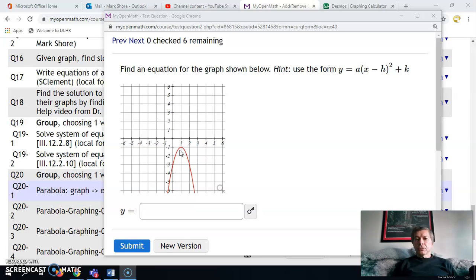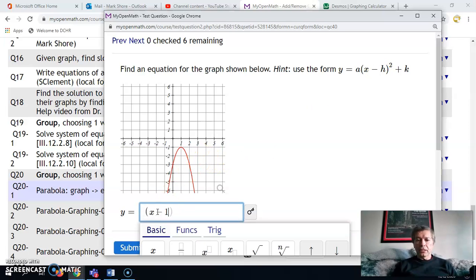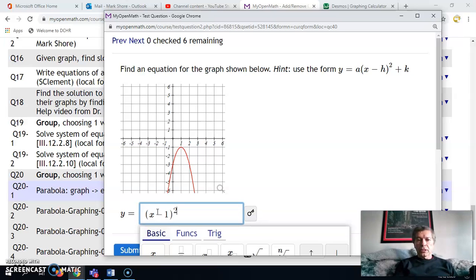The vertex point on a parabola is where the graph either reaches its maximum height if it's opening downward or its minimum height if it's opening up. So this vertex point right here is at the point 1, -1. So the x part, 1, goes in right in there for h. So I'll start typing parts of this in here. It'll be x minus 1 squared.